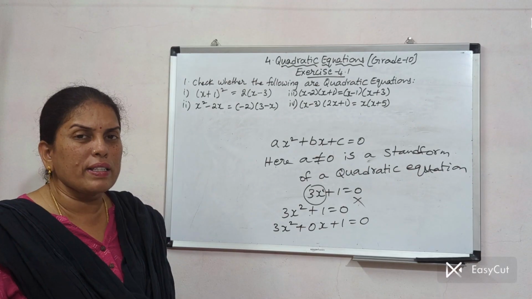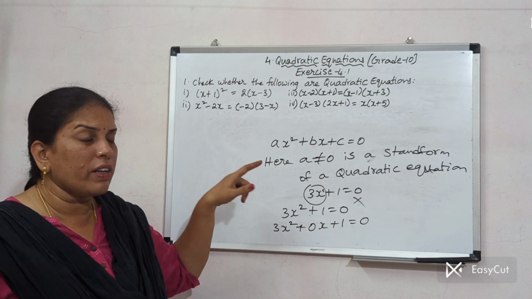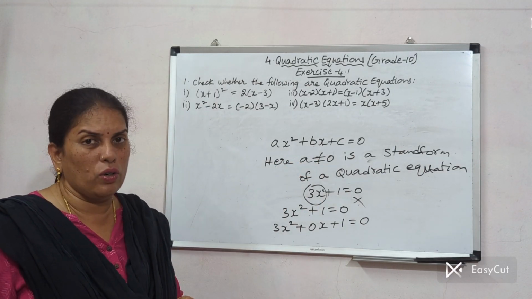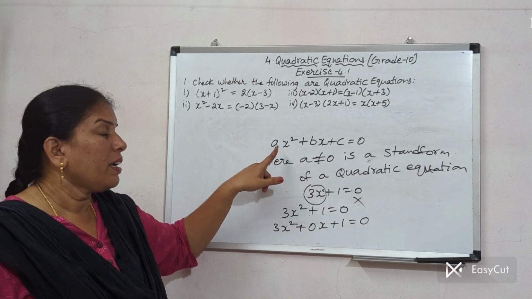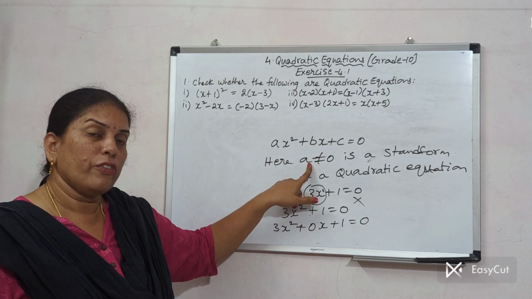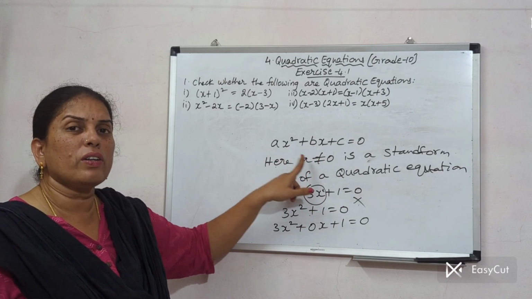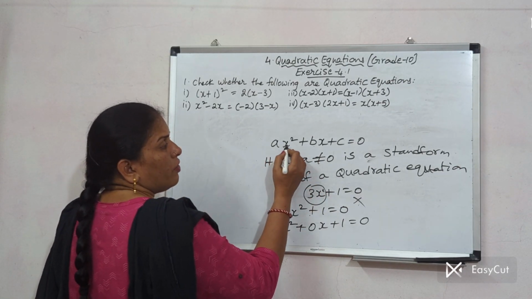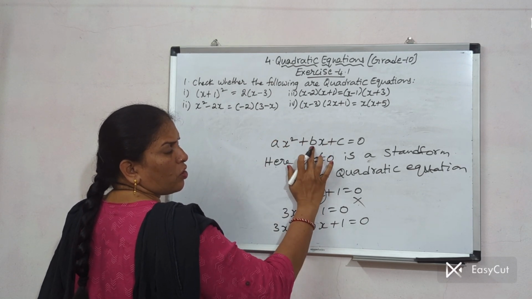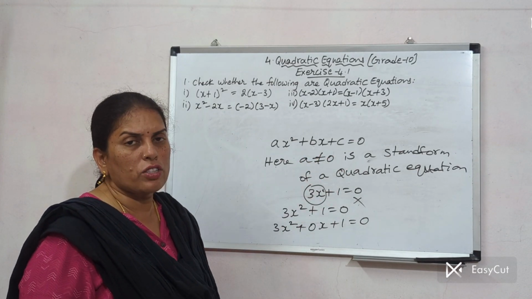All of you understood what is a quadratic equation? What is the standard form of a quadratic equation? ax square plus bx plus c equal to 0. What is the condition here? Here the coefficient of x square, a, must not be equal to 0. That means a is not equal to 0. Coefficient means what? For this variable, what is the coefficient? a is the coefficient. For this variable, b is the coefficient. c is the constant term. All of you understood?